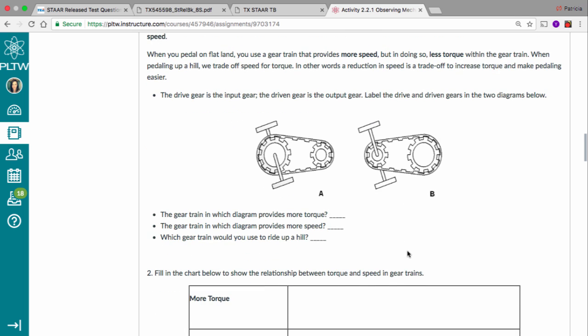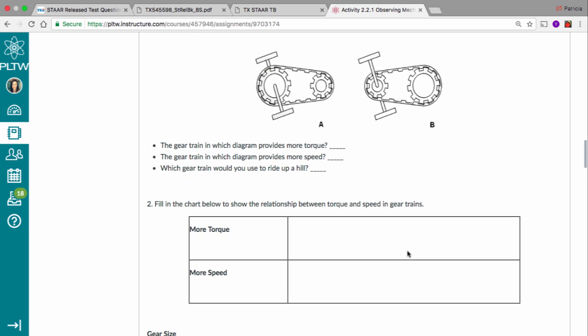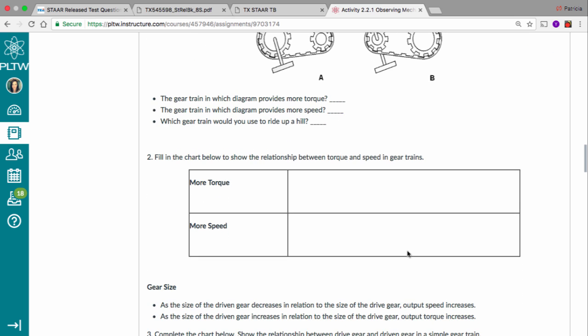And if you get confused, just rewind it, watch it again. So here we go. We need to fill out this chart, and we're going to see how torque and speed are different. So what would you fill out if you wanted more torque? More torque would mean less speed, so therefore a larger output gear. That's what I would write. So go ahead and pause the video and do that.